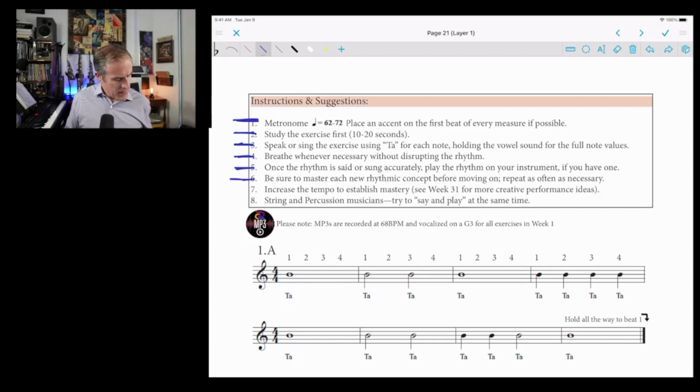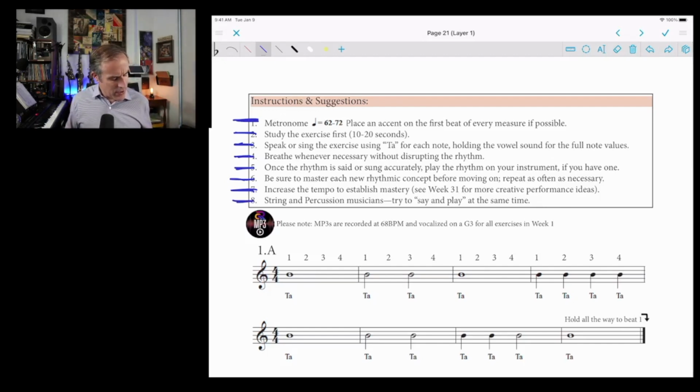Number 6, be sure to master each new rhythmic concept before going on to the next week. So this is where it comes down to your speed. However fast you want to get through the weeks or the chapters is up to you. Go as fast or as slow as you need to, but don't move on to the next topic until you've mastered this topic. You could also increase the tempo per number 7 to make sure that you really get this. And if you could do these exercises at a faster tempo, then that means you probably have it down. But if you don't, go back and review.